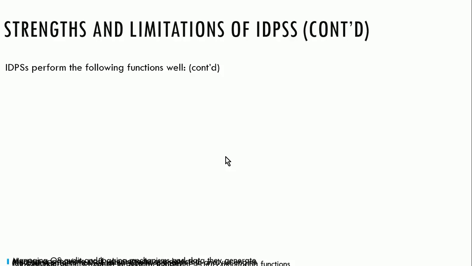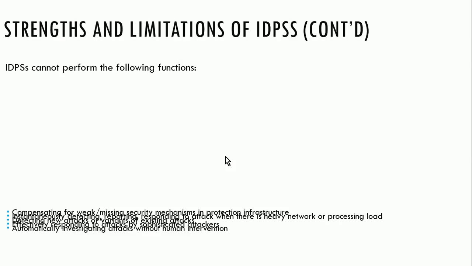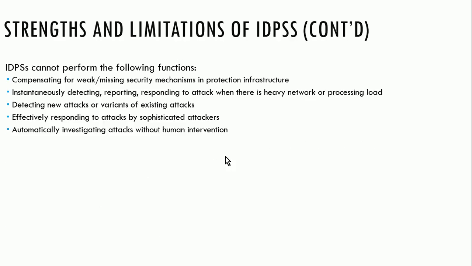So some other things that they do well: managing, auditing, and logging, because they can aggregate all that stuff, which we can't do without something like an IDS. Alerts and notifications, measuring enforcement of the policy, providing default information on security policies, allowing non-security experts to perform important security monitoring functions. In other words, if you don't know the ins and outs of network security, you don't know at the very low level how TCP works, an IDS still allows somebody like that to monitor the network without having all that expertise.